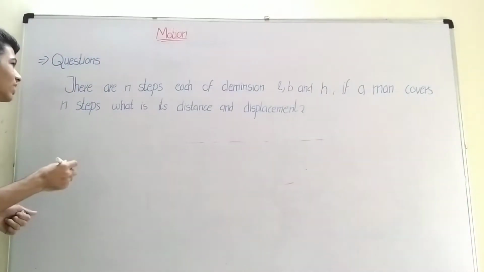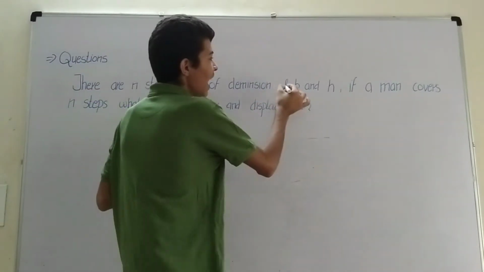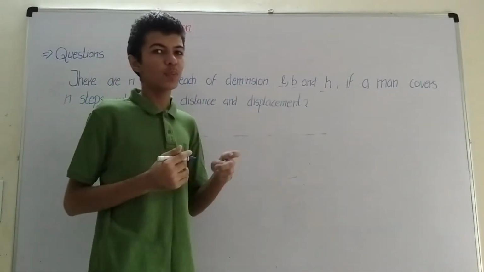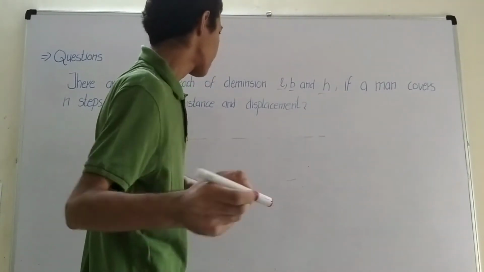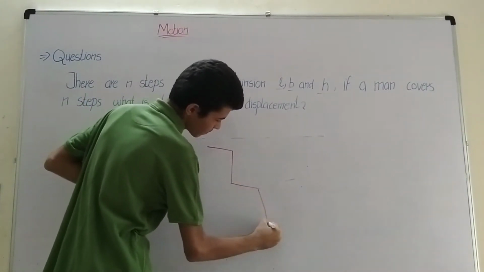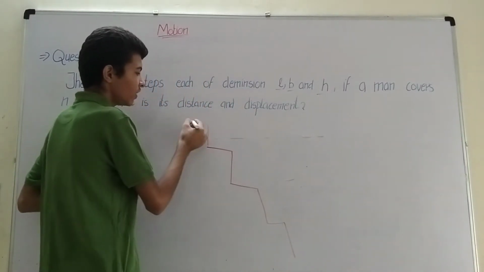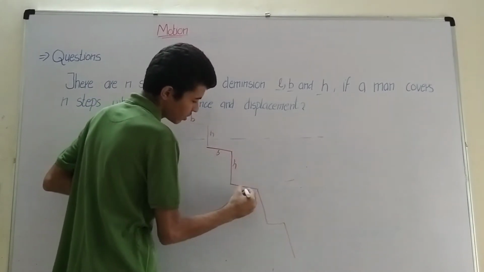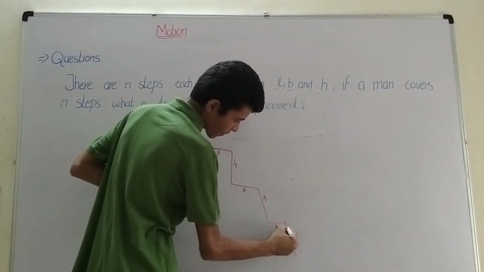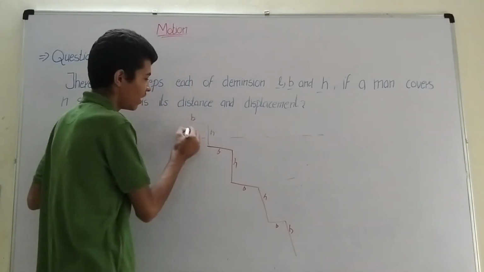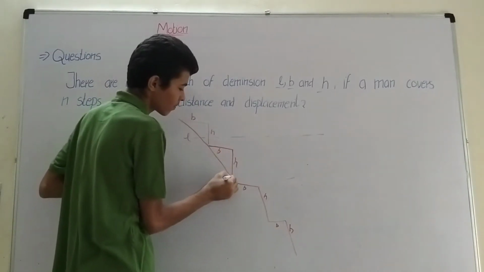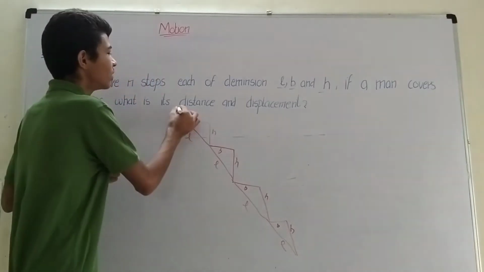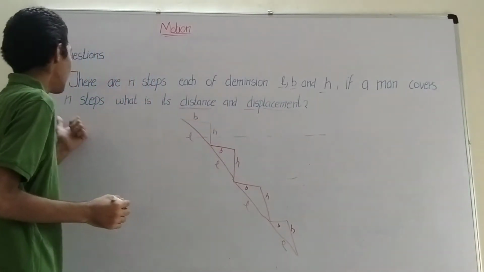So the first question is: there are n steps, each of the dimensions L, B and H. If a man covers n steps, what would be its distance and displacement? So what does it say? There are steps. Let's take this side as H, this as B, this as H, this as B, this as H. There are n number of times and this is given as L. So we have to find out the distance and the displacement if the man covers n number of steps.